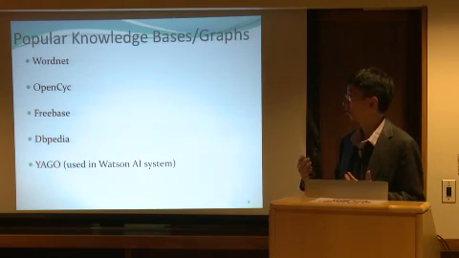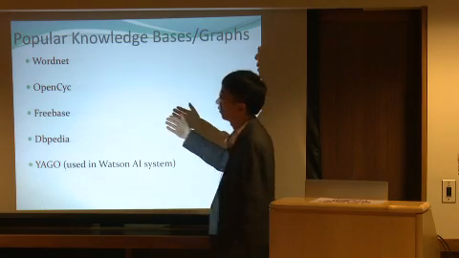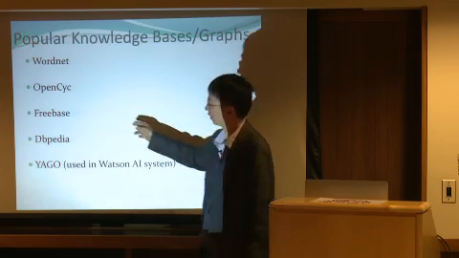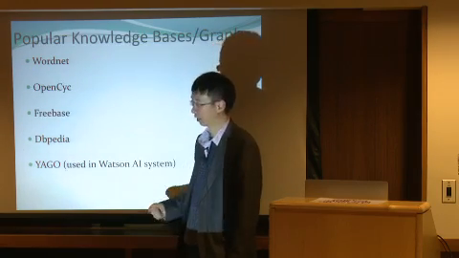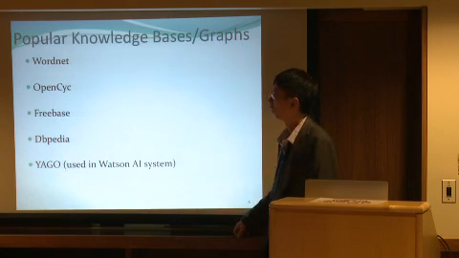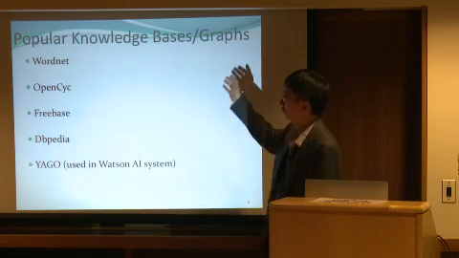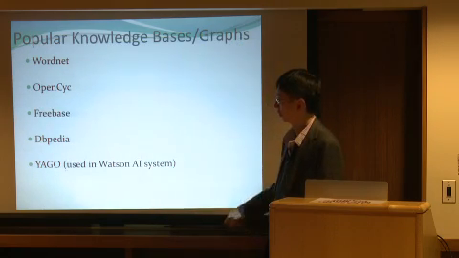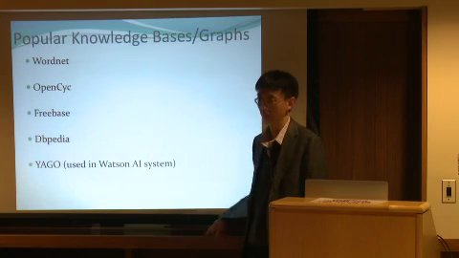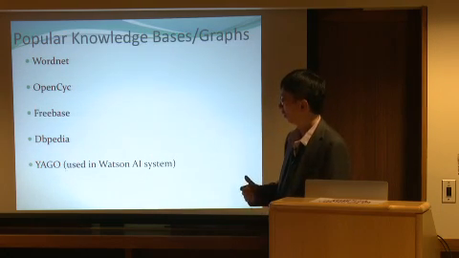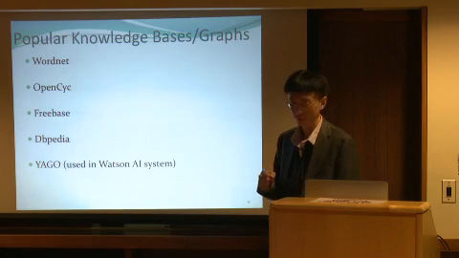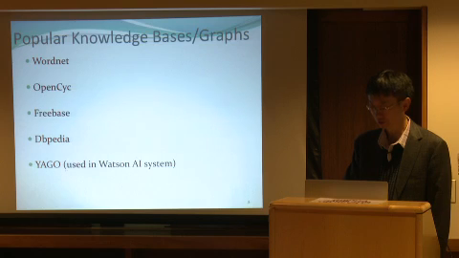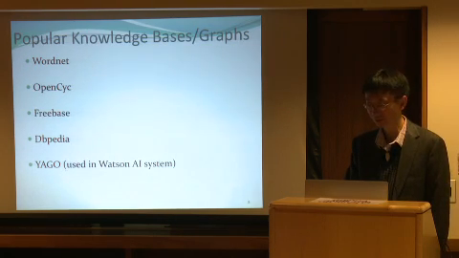Originally WordNet is a project from Princeton. OpenCyc is originally from the Stanford group. Freebase was bought by Google, so the Google knowledge graph is actually based on Freebase. YAGO is a knowledge base used in the Watson AI system. They beat the champion of Jeopardy in the Jeopardy games. So that's what knowledge bases are used for.